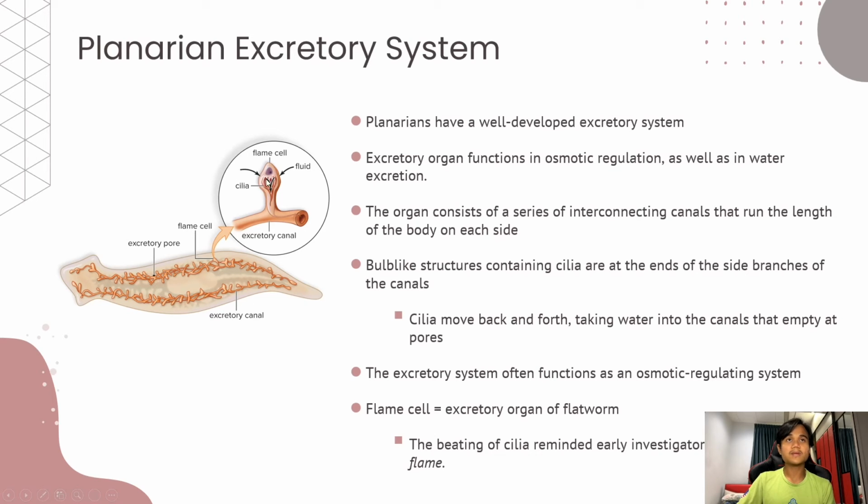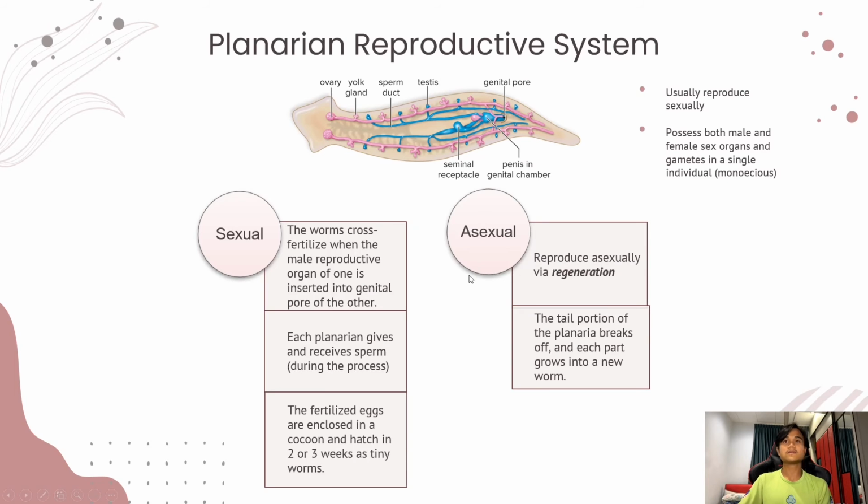Inside the blob-like structure, it has cilia that will move back and forth to take water into the canals that empty at pores. This excretory organ of a flatworm is also called a flame cell because the beating of cilia reminded the investigator of the flickering of a flame. So next, let us look at the planarian reproductive system.